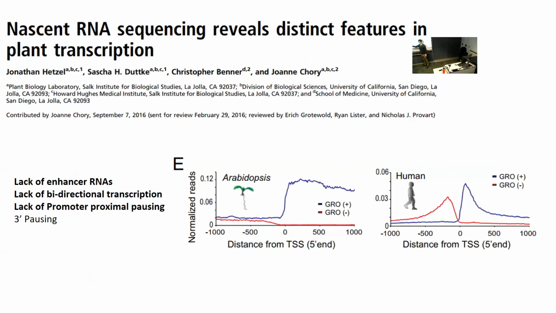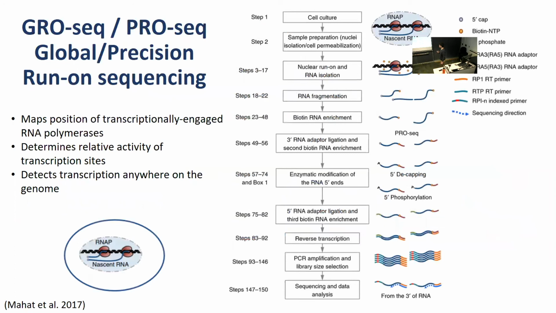So we were in the middle of the experiment. And I feel that sometimes when you try to understand a new molecular technique, the better thing is to go through the protocol. So I will just walk you through the protocol a little bit. GRO-seq or PRO-seq stands for global or precision run-on sequencing. And what this method does is it will sequence RNAs that are attached to the polymerase inside the nucleus.